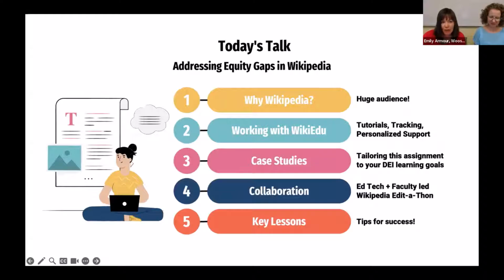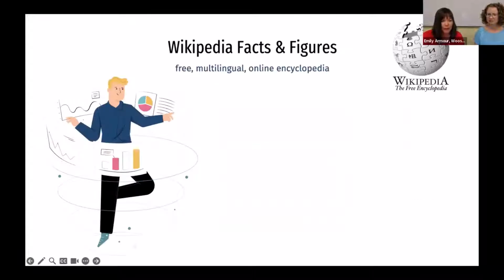So, yeah, today's talk, we want to talk about how you can use Wikipedia editing to address equity gaps. Here are some five takeaways we're hoping to reach. First of all, why you would use Wikipedia. It's a really big audience. Working with WikiEDU, which I think you're going to love when you see the support that they provide. Katie's going to share some case studies for courses that she has used and how she has tailored those assignments. We're going to talk a little bit about the collaboration between faculty and staff, and then hopefully give you some takeaways for success for you to use it as well.